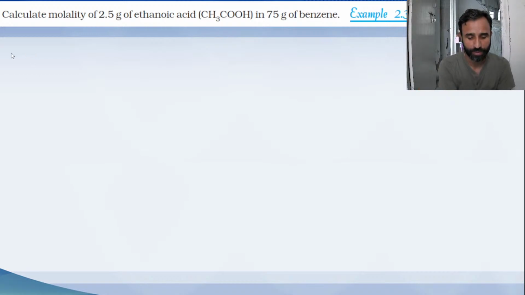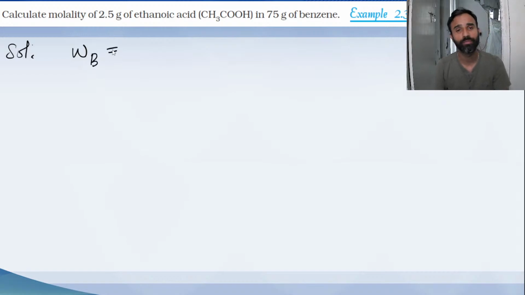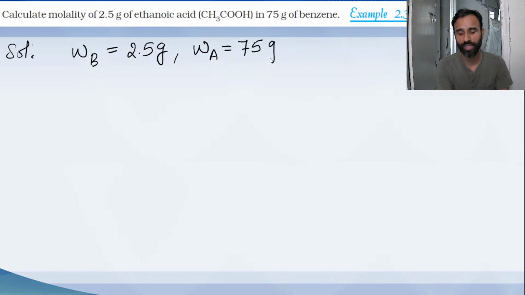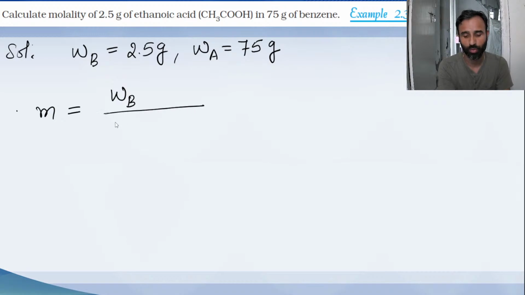So see, what is given? Weight of solute, that is ethanoic acid, it is 2.5 gram, and weight of solvent is also given to us. Solvent is benzene and it is 75 gram. And what is the formula of molality? So molality, small m, is equal to weight of solute over molecular weight of solute into weight of solvent in gram multiplied by 1000.